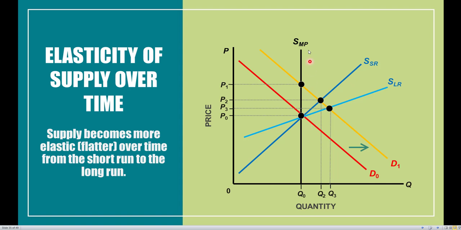So once again, as we shift the time period to a longer time frame, from the market period to the short run to the long run, our supply curves are going to become flatter and flatter and flatter, and that's where we have more elastic supply. Of course, if we go the opposite direction, from the long run to the market period, the curves become steeper and steeper and steeper, and that's where we have even more inelastic supply.